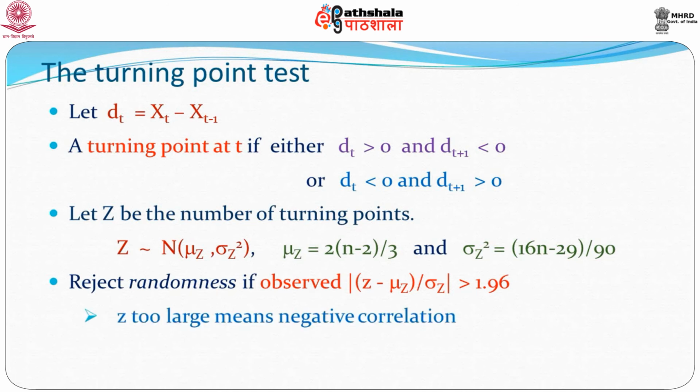Usually, z too large means there are too many changes, too many turning points, which means there is a negative correlation. Z too small means that there are too few turning points and there is a positive correlation. In either case, the values are not going to be random. So, it should be somewhere in between, and if z minus mu z is negatively or positively large, then we should be rejecting the hypothesis of randomness.